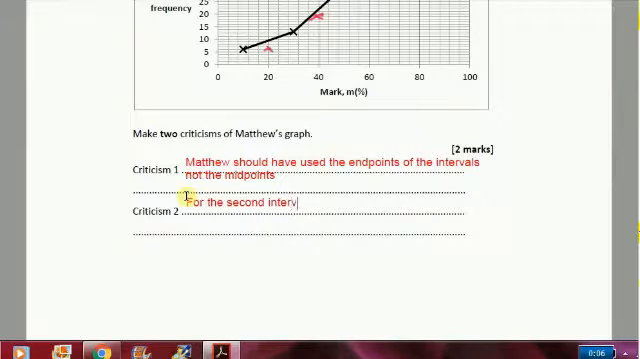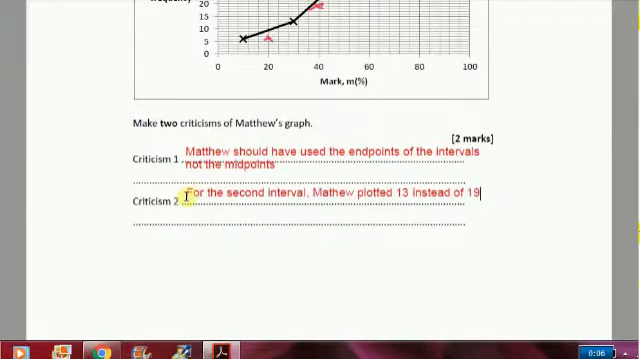So for the second interval, Matthew, you plotted 13, but the cumulative frequency for the second interval is 19. And that actually affected all his other points as well.